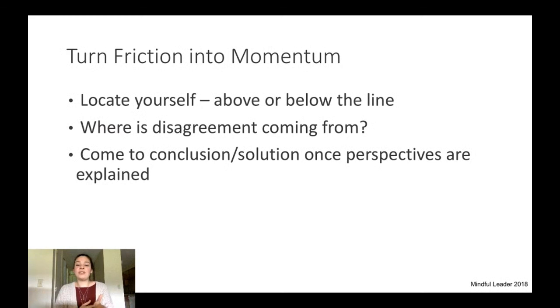Next, we are going to cover the 4 types of communication responses that people can have.